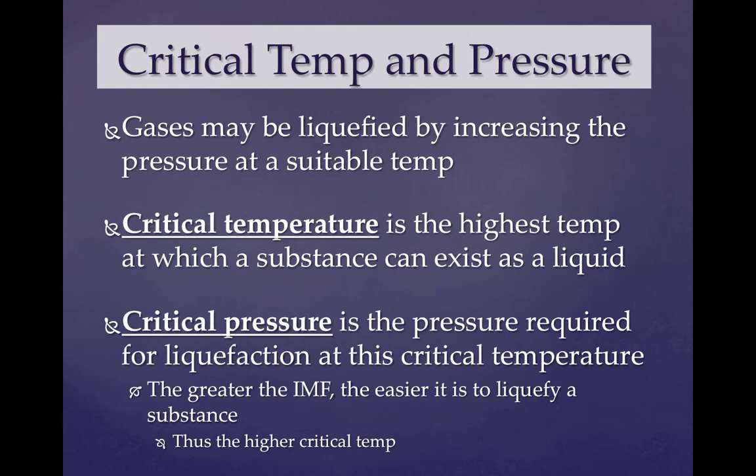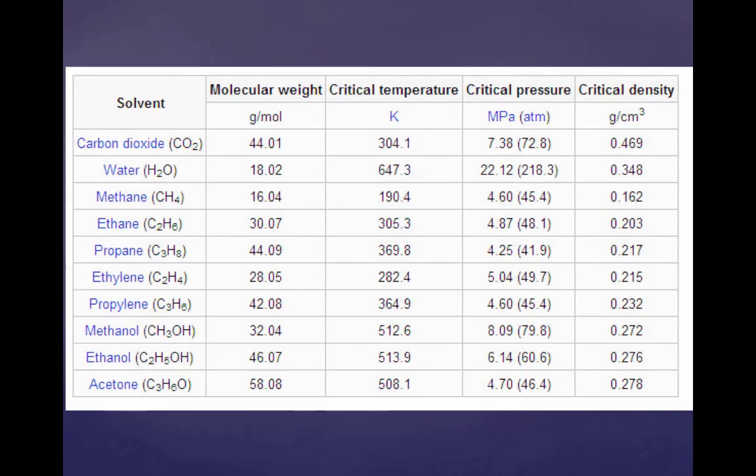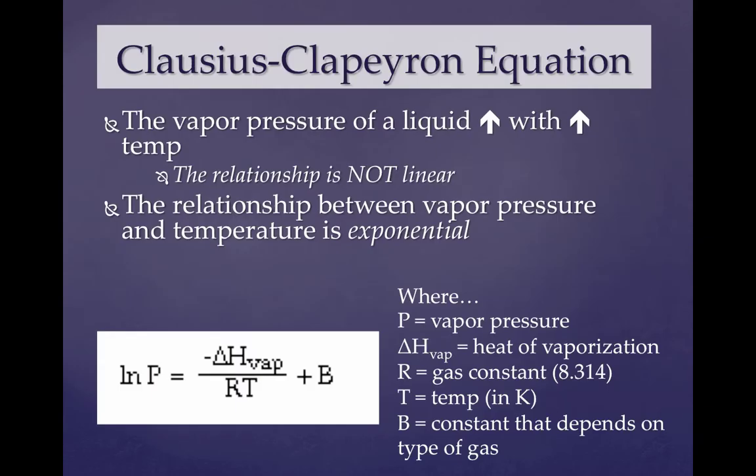Gases may be liquefied by increasing the pressure at a suitable temperature. So critical temperature and pressure is basically the highest point at which a substance can exist as a liquid. Basically, the temperature and the pressure get so high that it can't be a liquid anymore. It's always going to be a gas. These are just some critical temperatures and pressures of some substances. This would not be something that you would have to memorize. It would be something you were given.